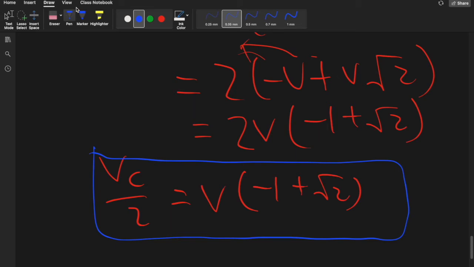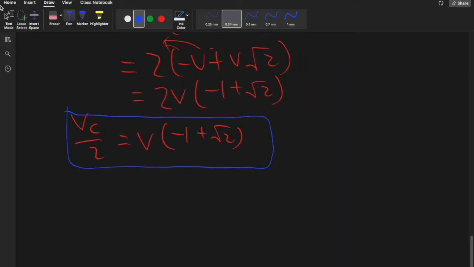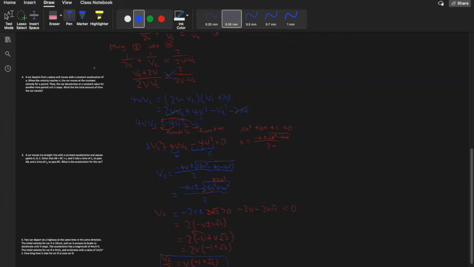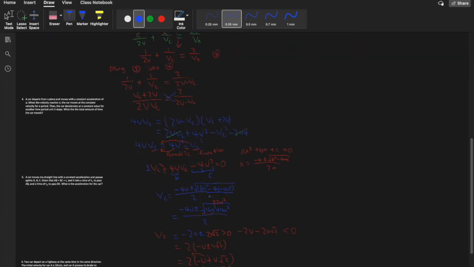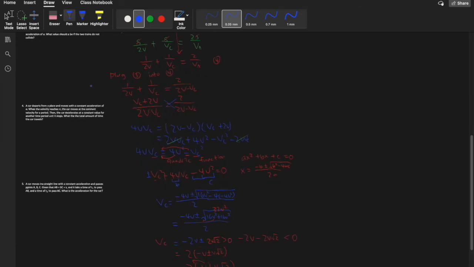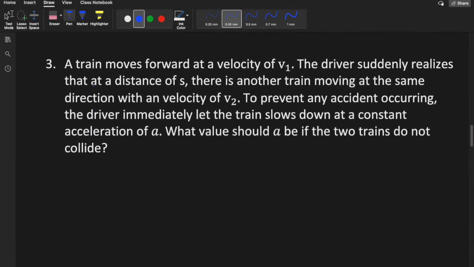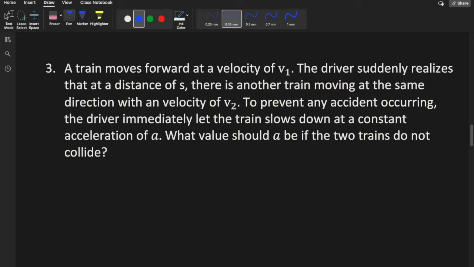This is a tough question because it does not only involve physics, it also involves a lot of math. So you definitely wrote a lot here. So now let's go to the next problem.